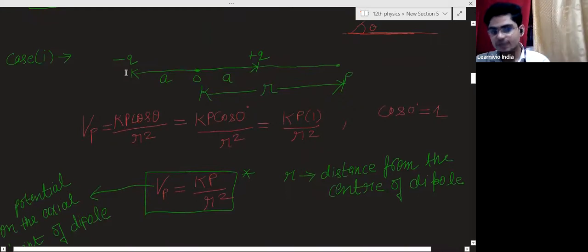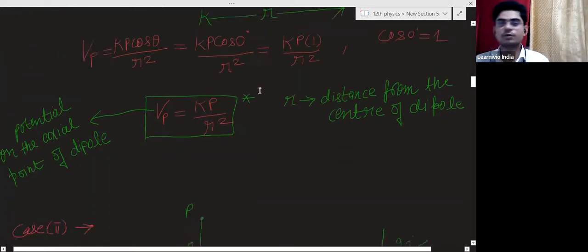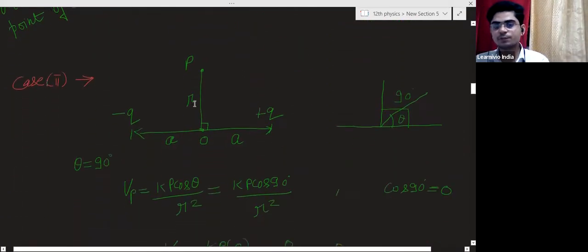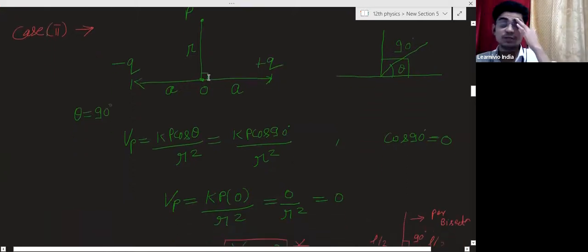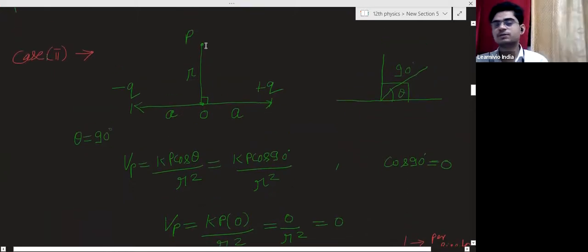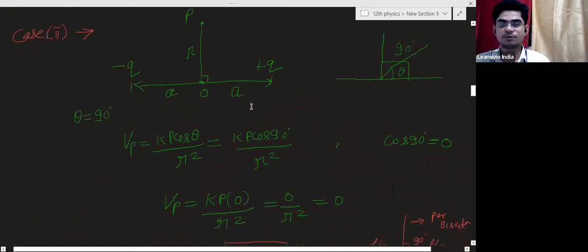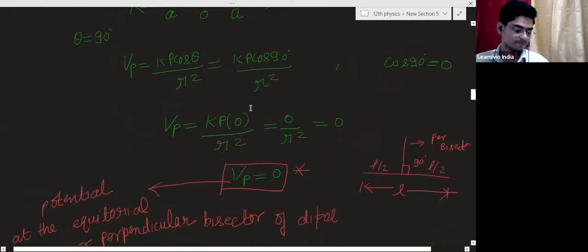Axial position means on the axis, on the line of the dipole. This is the line of the dipole. After that we calculated the potential at point P. At point P, this point was at a perpendicular bisector distance from this dipole.